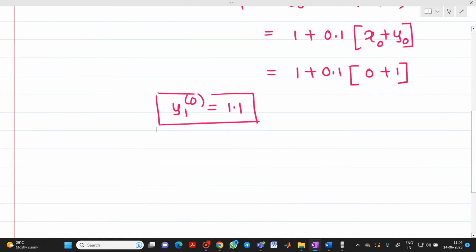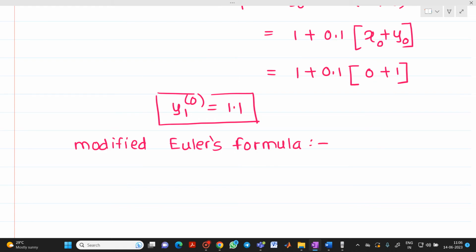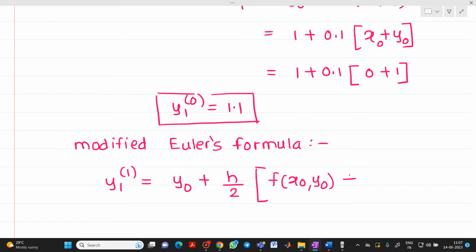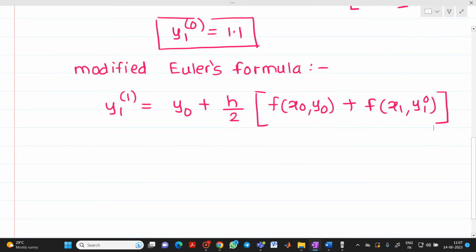Now we have to use a corrector formula, or otherwise I can write it as by using the modified Euler's method or formula. So what is the formula for this? The formula will be y1(1) will be equal to y0 plus h by 2 into bracket f(x0, y0) plus f(x1, y1(0)). This is the formula of the modified Euler's method, or in other words you can say it is a corrector formula.